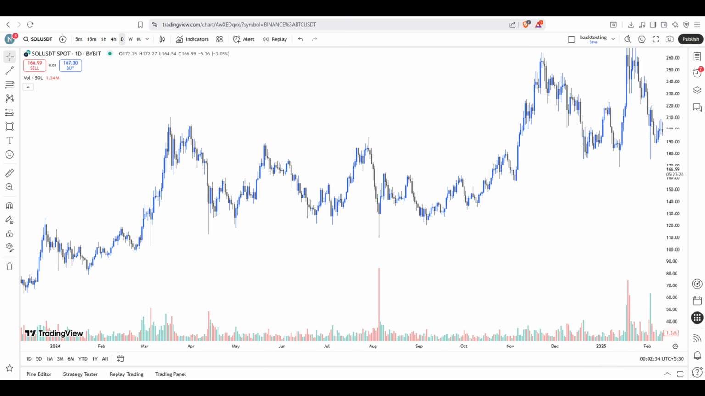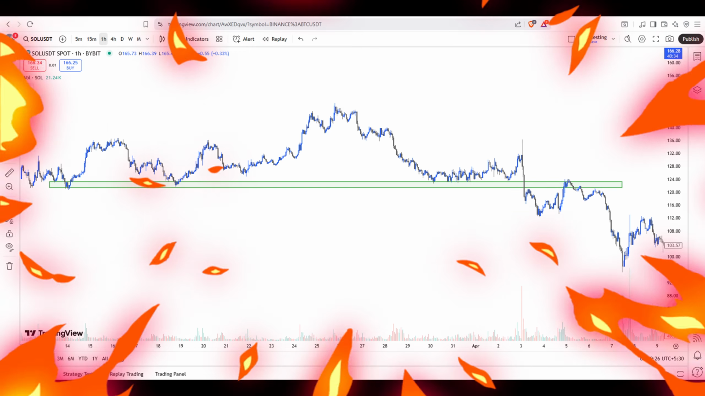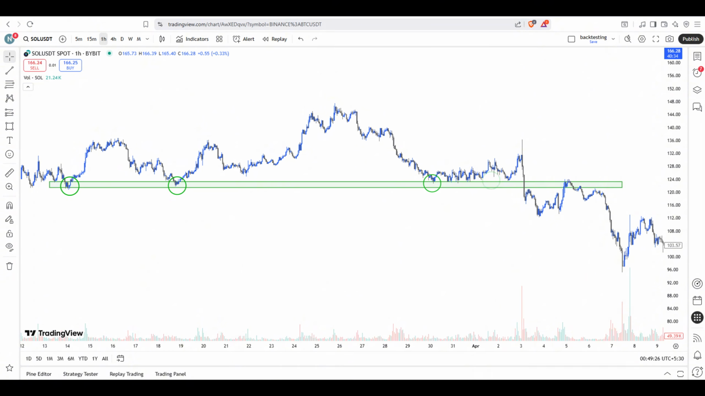Zoom out a little. Make sure you're marking levels that price has reacted to multiple times in the past. If it worked once, that's interesting. If it worked 3 times, now that's a zone you want to keep an eye on. Also, mark zones that led to strong breakouts or fakeouts. These often become important in the future too.